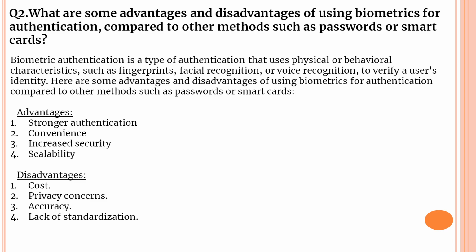Here are some advantages and disadvantages of using biometric for authentication compared to the other methods such as password or smart cards. First, let's see the advantages, which are: first, stronger authentication; second, convenience; third, increased security; fourth, scalability. The disadvantages are: first, cost; second, privacy concerns; third, accuracy; fourth, lack of standardization.